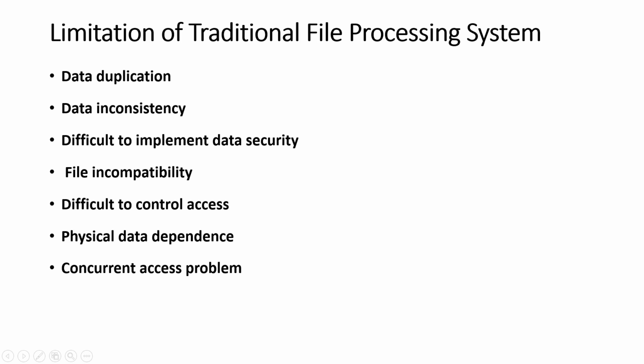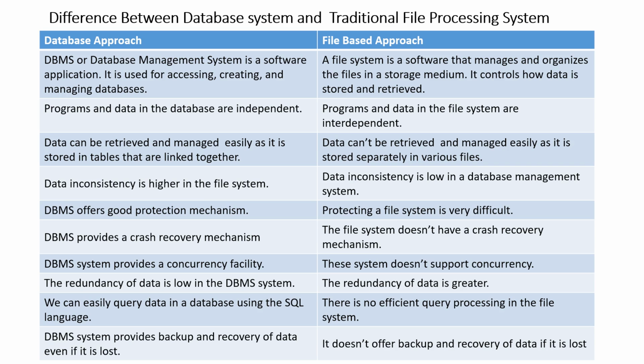Limitation of traditional file processing system: data duplication, data inconsistency, difficult to implement data security, file incompatibility, difficult to control access, physical data dependence, and concurrent access problem. Difference between database system and traditional file processing system.